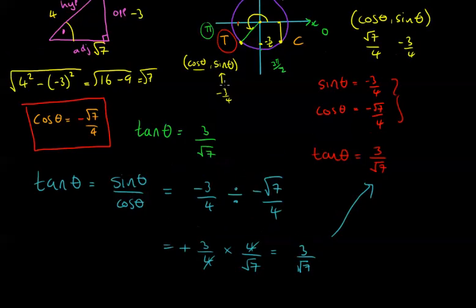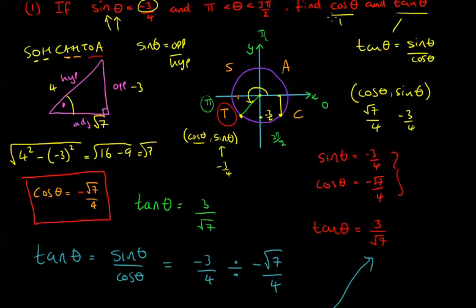So without using a calculator, we've just worked out what cos and tan of a particular angle is without even knowing what the angle is. We don't actually know whether it's 190 degrees or 250 degrees. All we know is it's somewhere bigger than 180 but less than 270, and we worked out exactly what cos and tan is going to be.